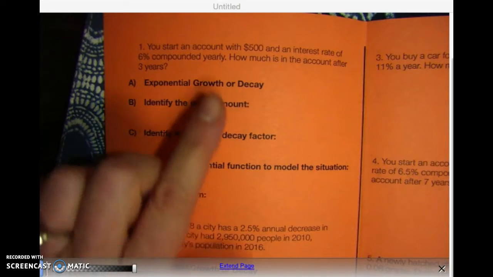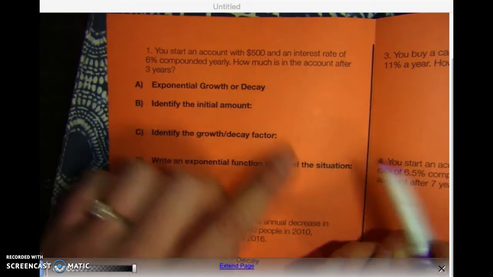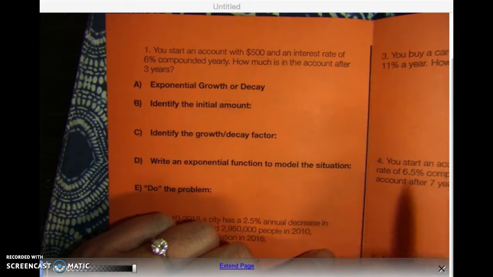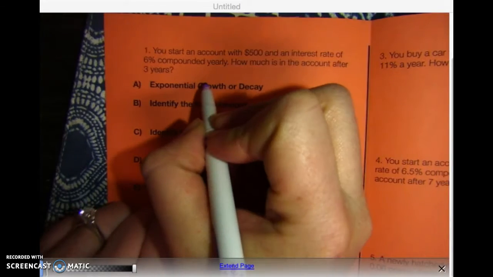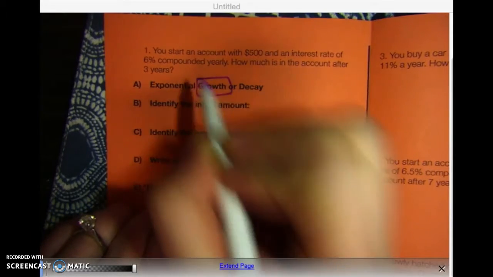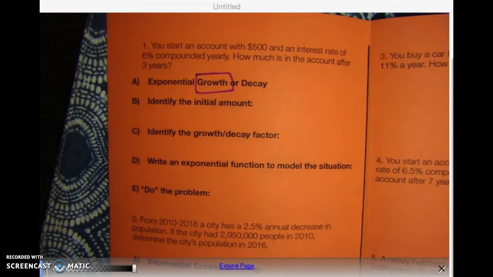So is this going to be a growth or decay? If I'm investing money in a savings account, is my money going to go up or down? Up, right? So it's going to be a growth. So I'm going to just circle growth. You can write it if you want. All right, how much is my initial value? 500. Very good.